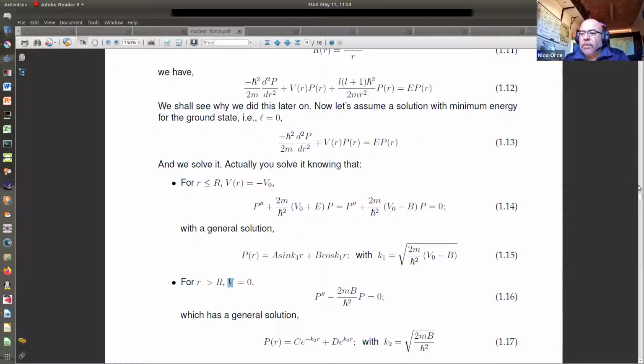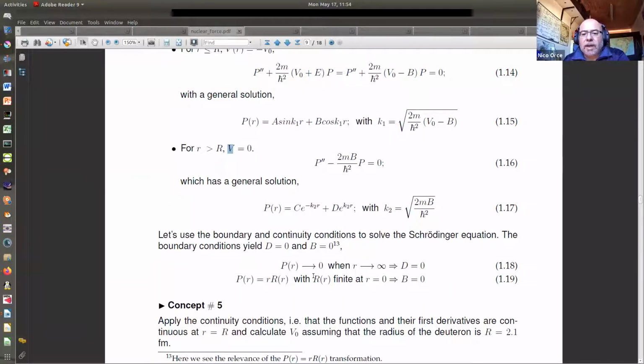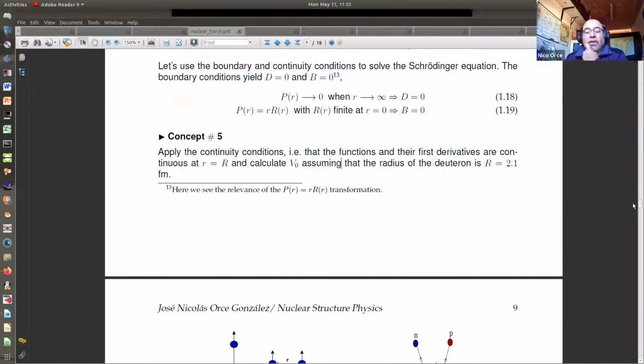So again, we are applying quantum mechanics for you to learn more about the nuclear force. The whole thing is not explained fully, and you need to be able to solve this problem. Apply the continuity conditions and calculate V naught, and consider that you know the radius of the nucleus is R equal to 2.1 Fermi, which you can calculate again from the 1.2 A to the 1/3 formula, right? So you can calculate that yourself.